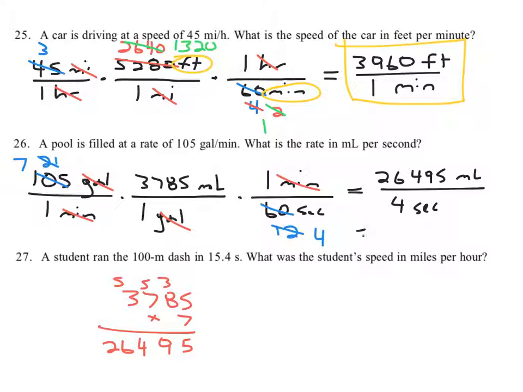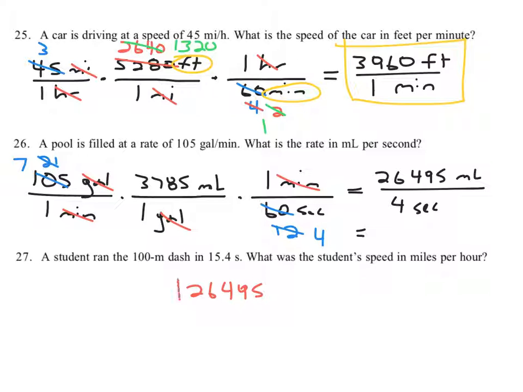And so I'm going to divide that again and find a final answer here for us. I'm going to divide 26,495 by 4 and see what we get. Because they want to know per second, that means we've got to get it down to 1 second, not 4 seconds. So we divide. 4 goes into 26 6 times.